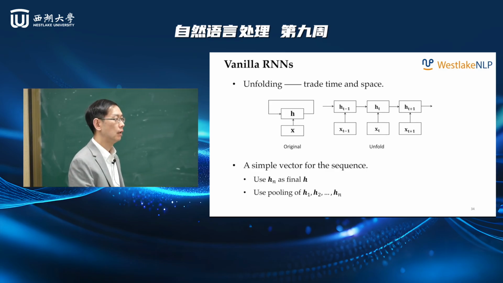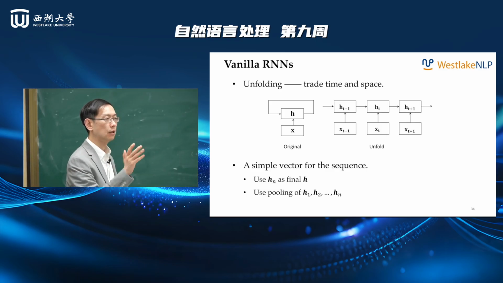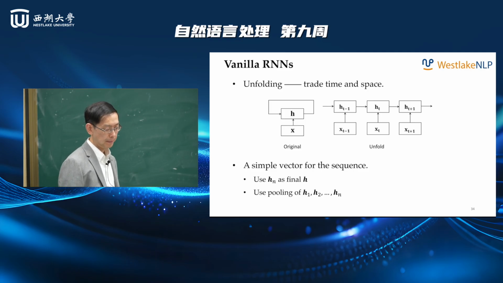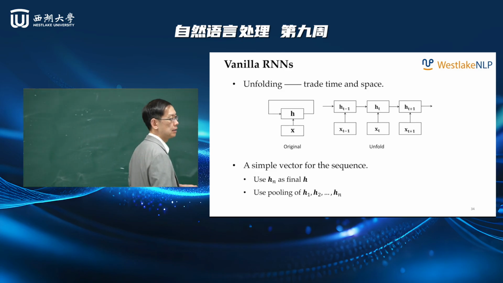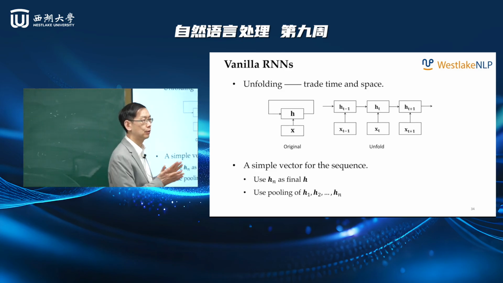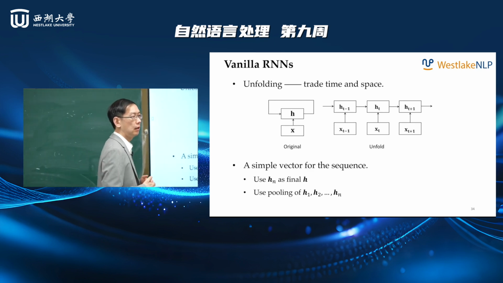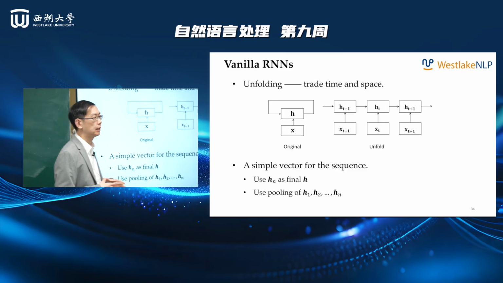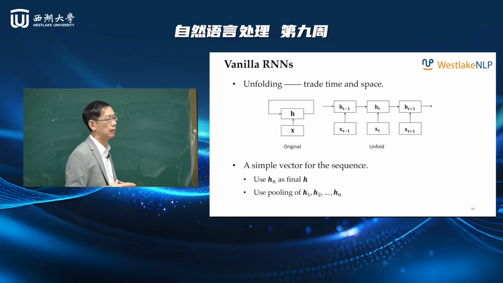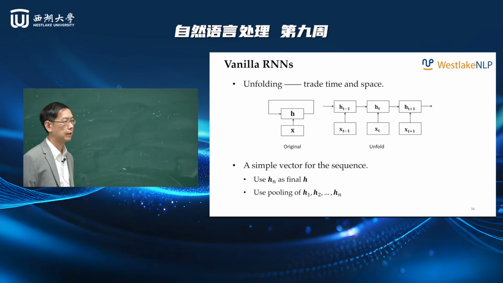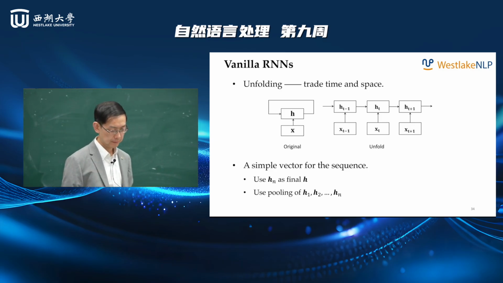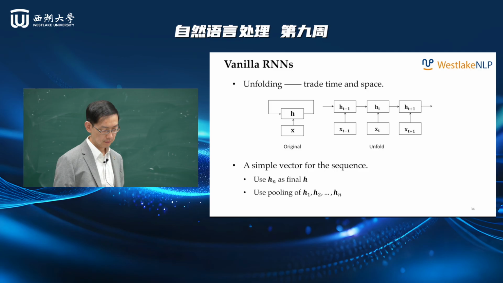With that, you say, I want a single h to represent the whole input. How can we do that? You can do that by either using the last hidden state, hn, as a representation of the whole sequence, or you can use a pooling layer on top of all these hidden states, just like when you do the pooling for CNN, okay?